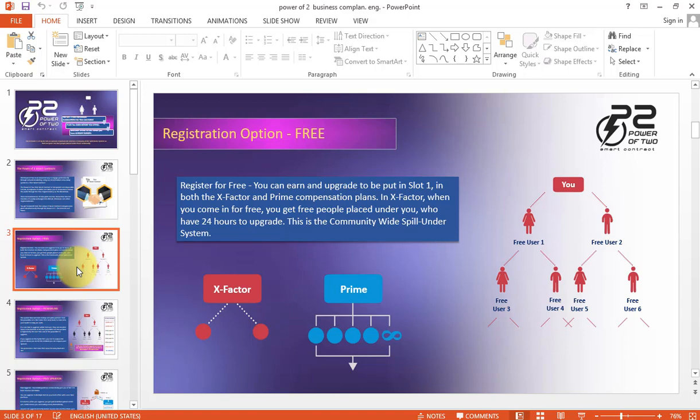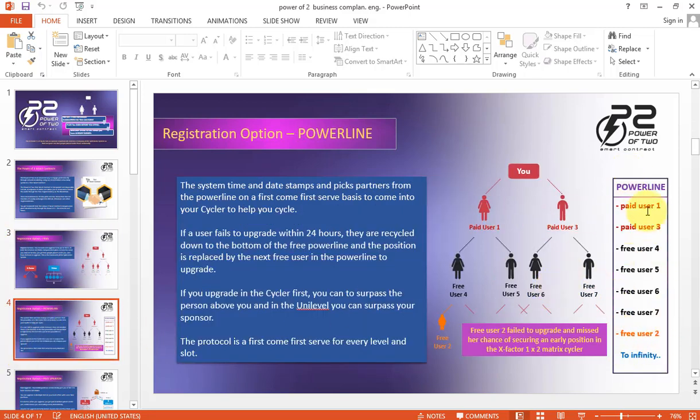However, when you're about to upgrade or when you're about to register, the system will give you two options. You can either register for free, whereby you'll be placed in the POWERLINE network, or you can register and go ahead and upgrade to be placed in the active system. Now, if you choose the first option, whereby it says register and be placed in the POWERLINE network, you will be placed in the POWERLINE network as shown over here as an example. So everyone basically that registers for free is placed in the POWERLINE network.